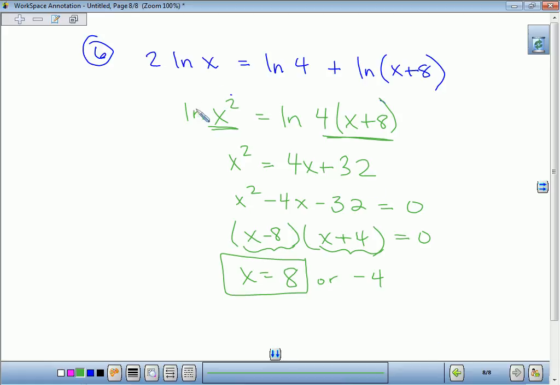So you always have to go back to the original. Isn't it the same thing, written differently? It is, but different. Can you explain why it's just 8? Because if we took this negative 4 and plugged it back in here, this would be undefined, the way the problem was originally written. Okay?